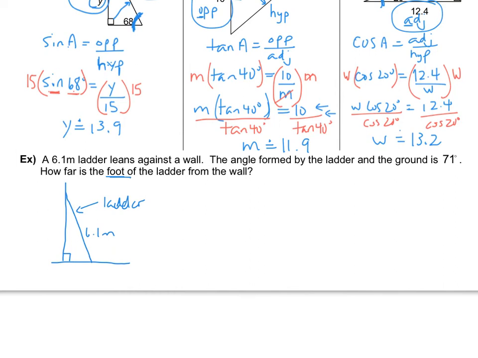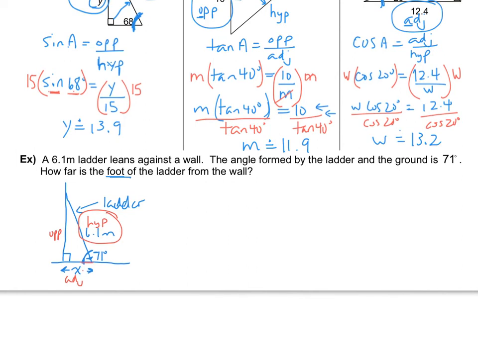The angle formed by the ladder and the ground. So here's the ladder and the ground. That angle is 71 degrees in there. Okay, so how far is the foot of the ladder from the wall? So it's asking for this distance right here. Based on my diagram now, this is hypotenuse. This is opposite. I don't care about the opposite. It's the adjacent I want.